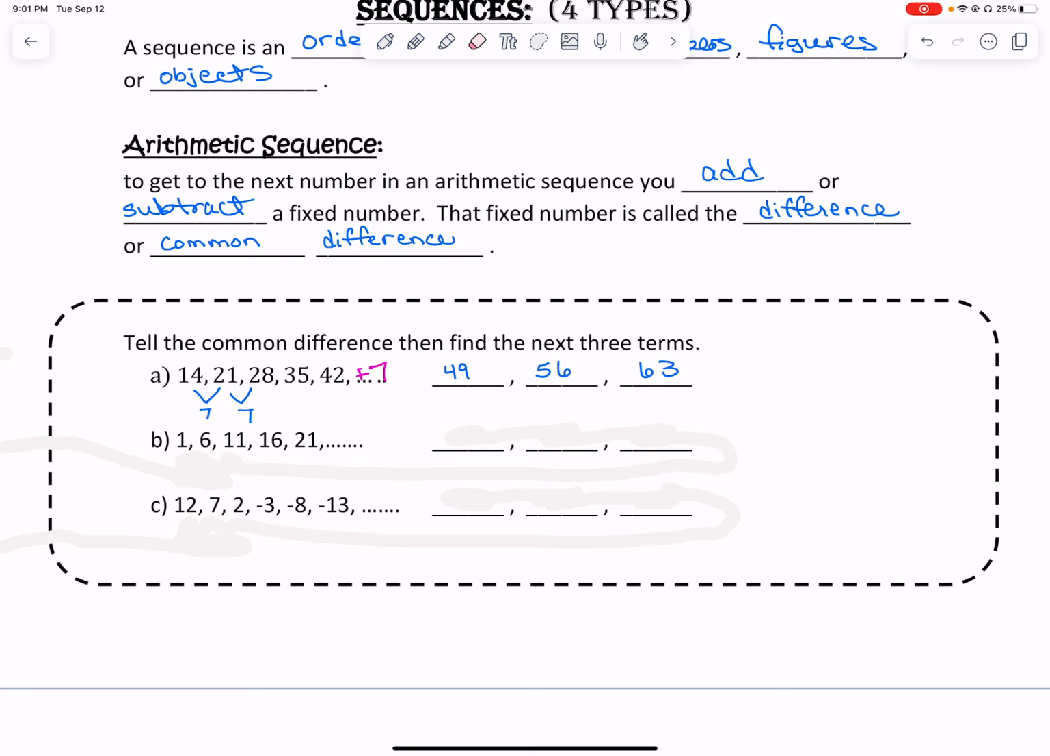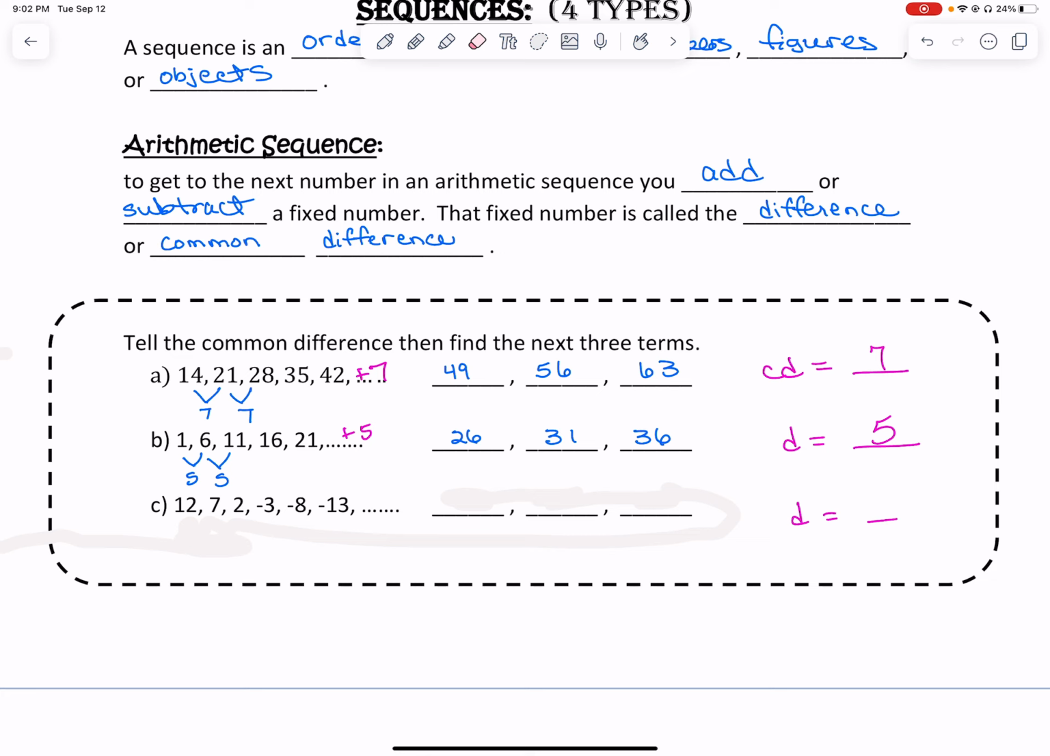Look at the next one. What am I adding to get to the next? To go from 1 to 6, that's 5. 6 to 11, that's 5. So we're adding 5. Our common difference, usually I'll say CD equals what, or D equals what? This one was 7. This one is 5. We add 5 to each number, so that's going to be 26. Then we add 5, giving us 26, 31, 36.